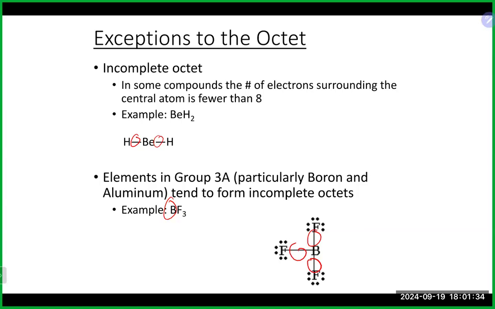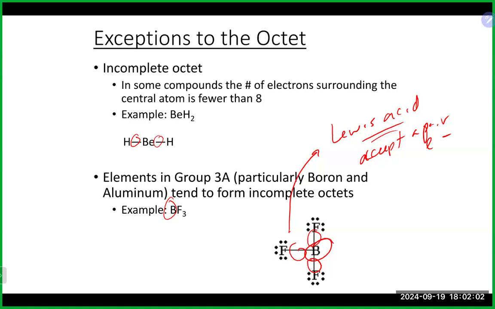An incomplete octet like this means that it is electron deficient. It doesn't have 8 electrons. It actually makes it quite reactive in a sense. If you take 200B, you will see something like this. This is what is sometimes referred to as a Lewis acid. A Lewis acid is something that can accept a pair of electrons, and it's able to do that because the boron here doesn't have 8. So it's very easily able to accept a pair of electrons.